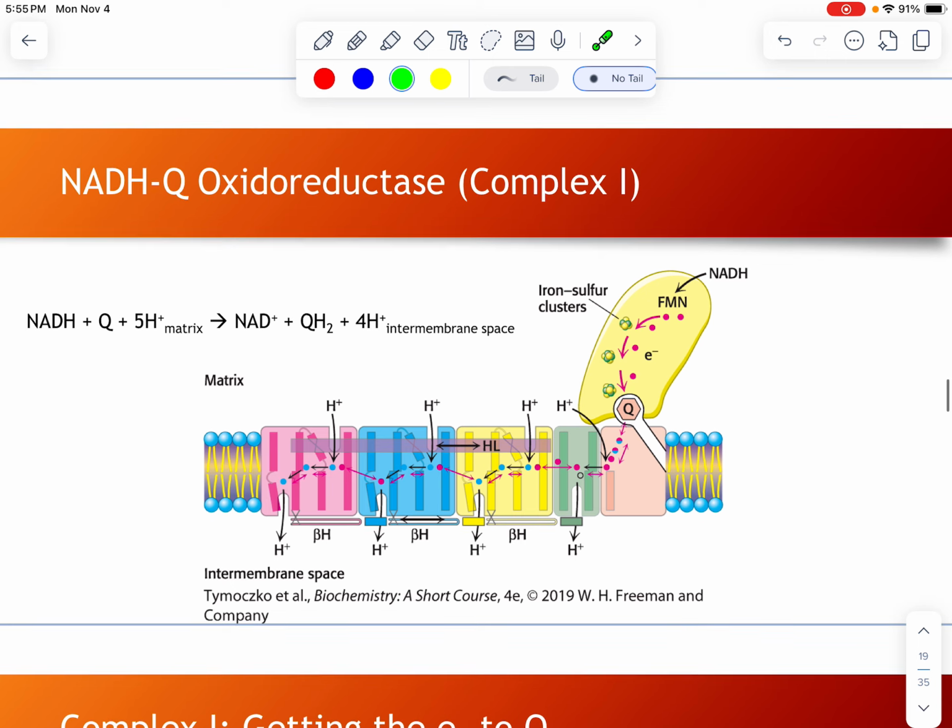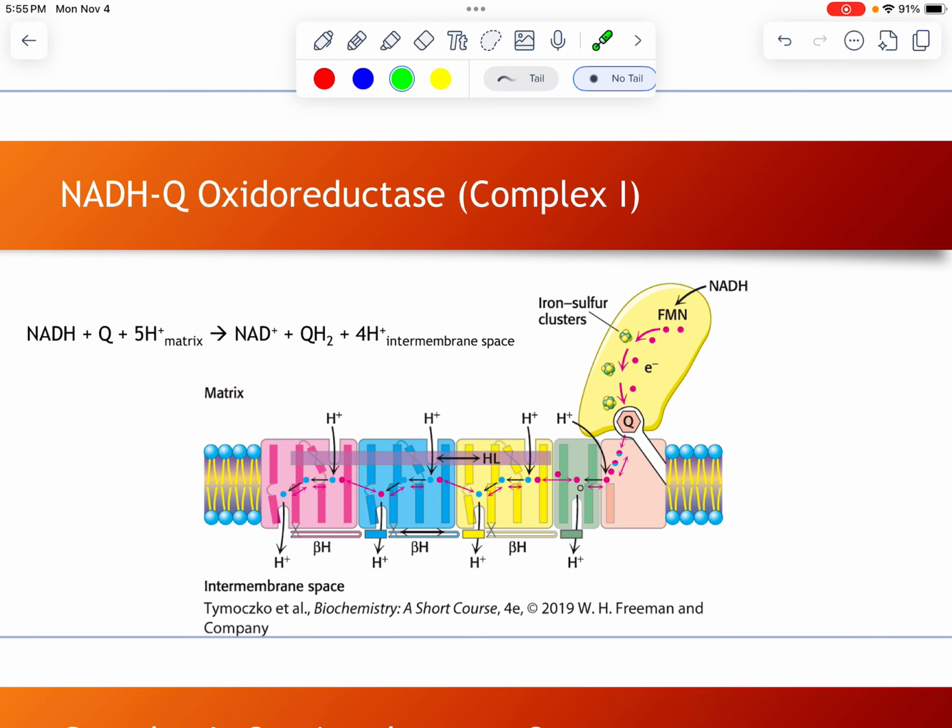All right, we have finally made it to complex 1. This is the complex we are going to look at in depth. The other ones we'll look at, but just not quite as in-depth. This one is really, really well understood. So let's take a look at where we are. First of all, notice this side is the matrix side. This side is the inner membrane space. Remember that our enzyme occurs along that inner membrane. It is associated with that membrane.